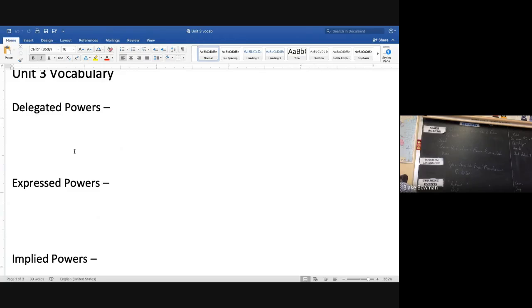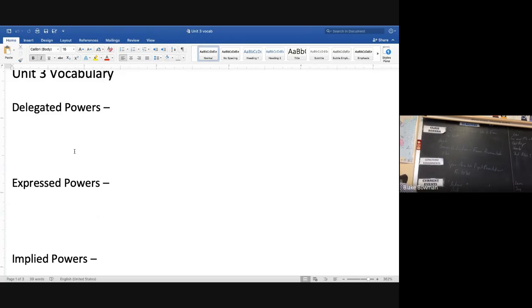And then implied powers. We already talked about this today. What are implied powers? Sarah? They're like powers not interpreted. Yeah, good job. So you have the express powers stated in the Constitution. Implied powers, they're not stated in the Constitution, but it's implied that the national government has these powers, right? It's implied that they have this power that's not stated in the Constitution.